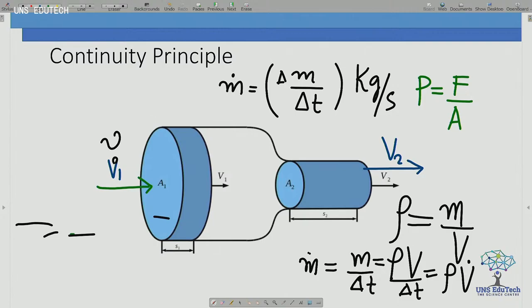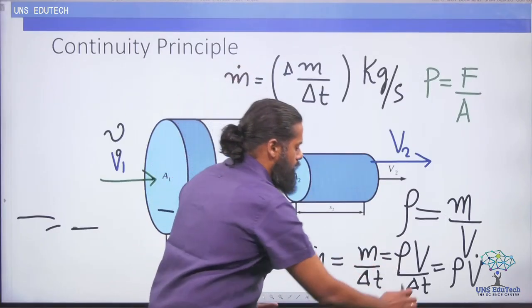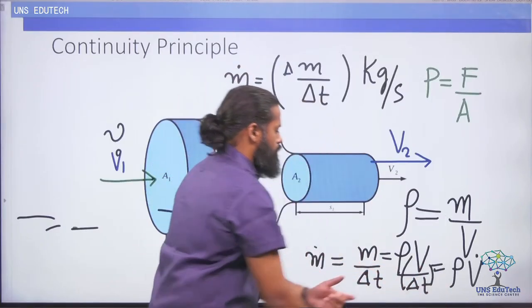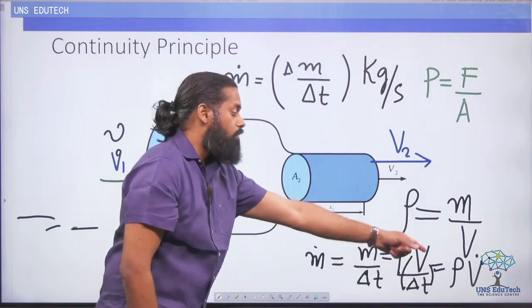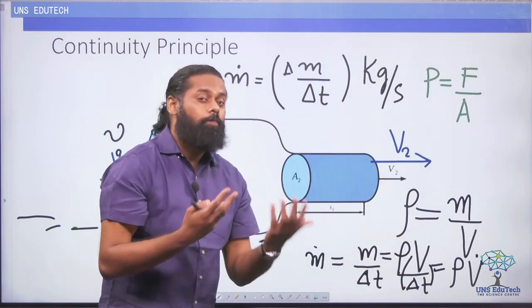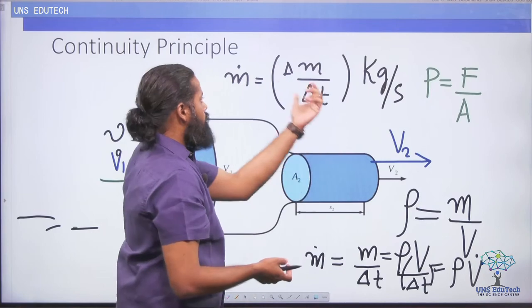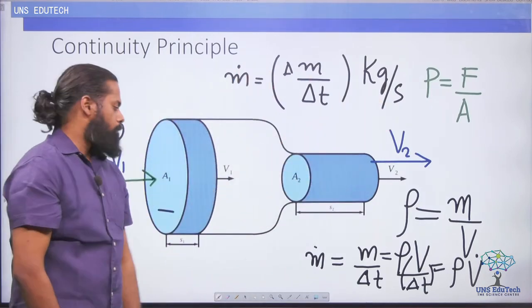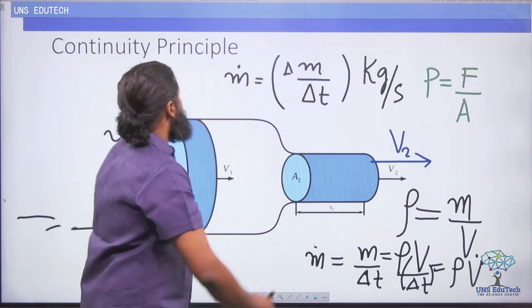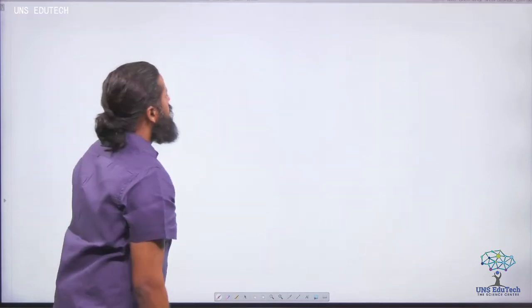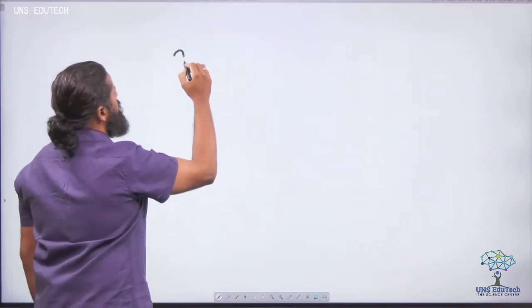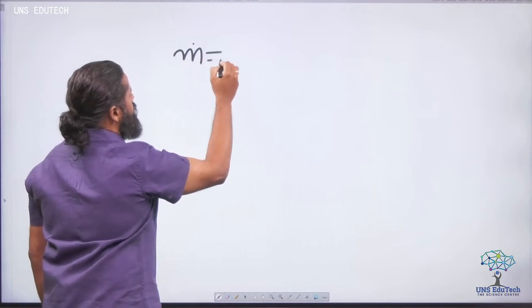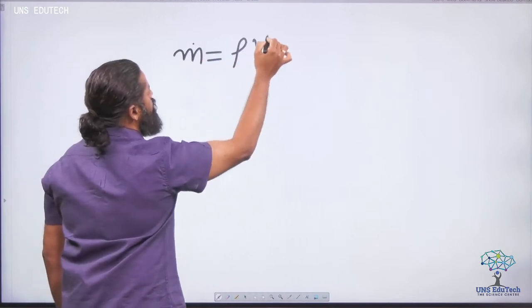If you take only this fraction, volume by time, you get V dot. V dot is nothing but meter cube per second. Like m dot is kilogram per second, V dot is meter cube per second. Now let us see. I told you this m dot will be equal to rho into V dot.